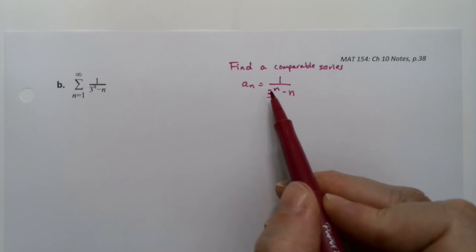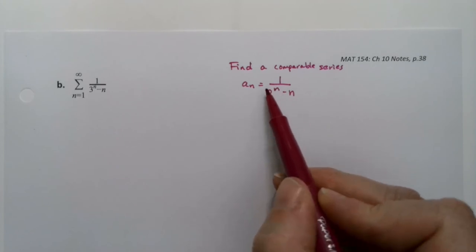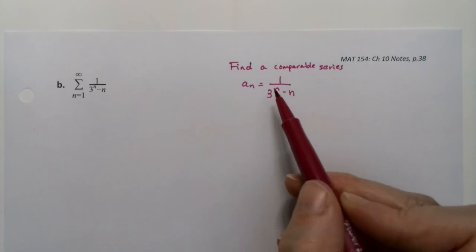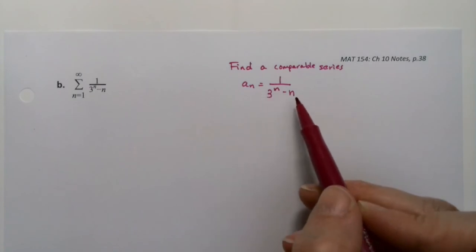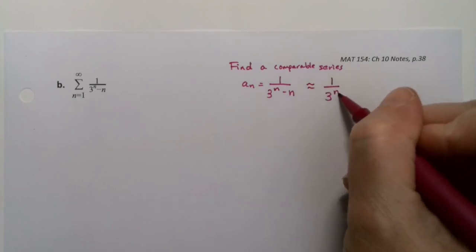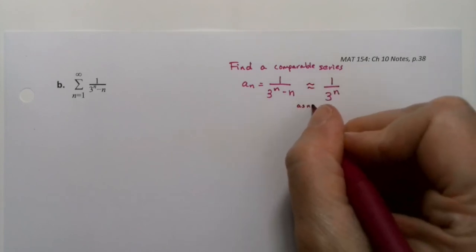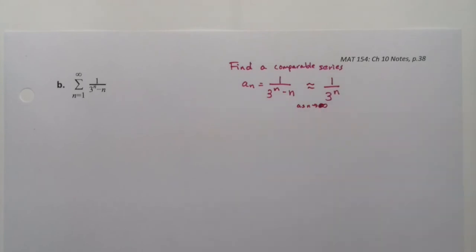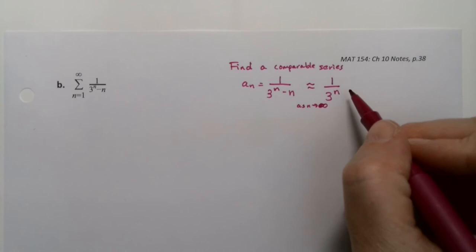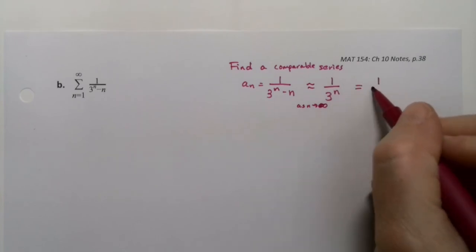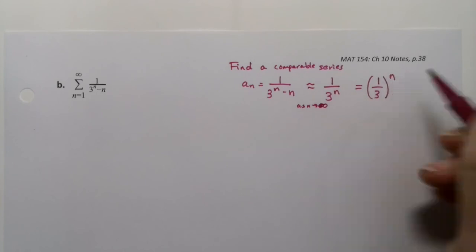Now, if you think about where you're heading as you head to infinity, the 3 to the n is the important part. The minus n isn't going to do anything, right? The exponential is way bigger than that power. So that's similar to 1 over 3 to the n as n goes to infinity. Okay, so then 1 over 3 to the n is the same thing as 1/3 to the n power.